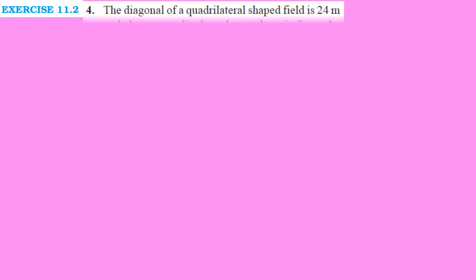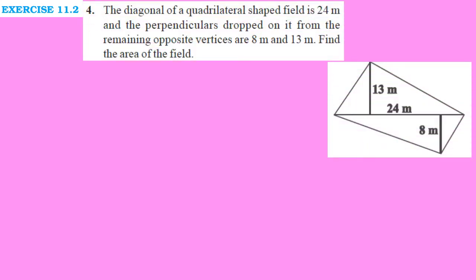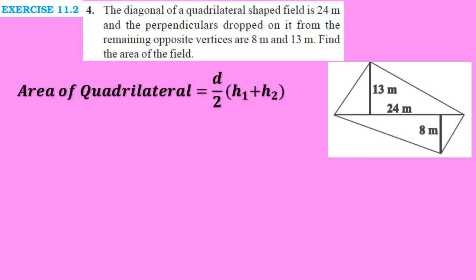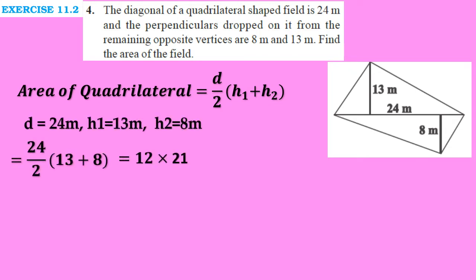Now the next question, question 4. It's a very direct question. The diagonal of a quadrilateral shaped field is 24 meter and the perpendiculars dropped on it from the remaining opposite vertices are 8 meter and 13 meter. Find the area. Everything is given, just apply the formula. The area of the quadrilateral is d by 2 into h1 plus h2. So apply it. Simple solving, that's all. 252 meters square. That's it. Now question number 5.